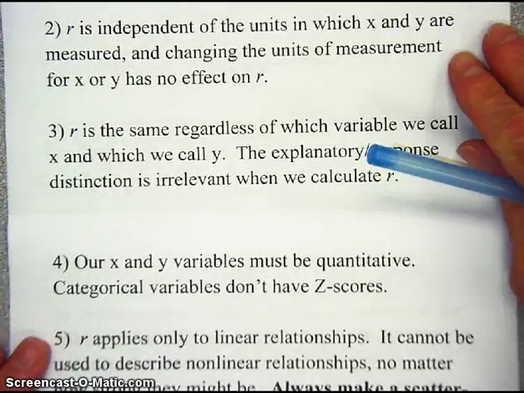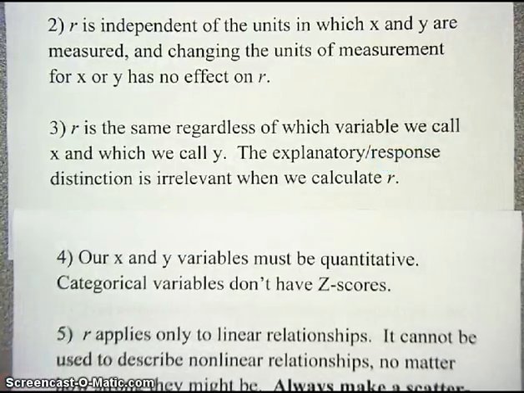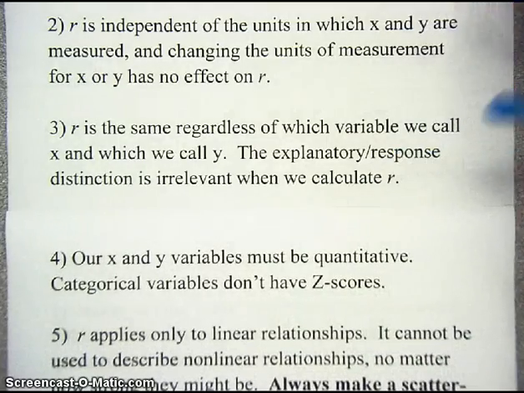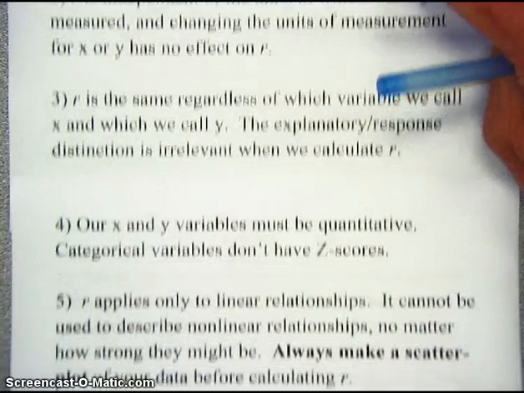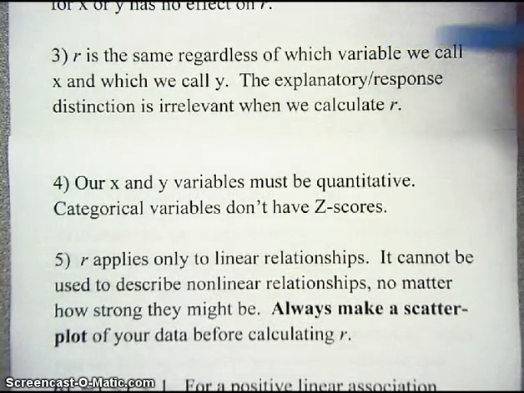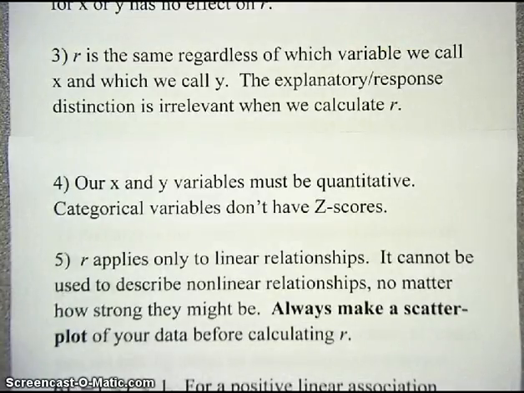Another thing you need to remember about R is that your x and y variables have to be quantitative. You can't calculate a z-score for a categorical variable. There's no such thing. There's no mean. There's no standard deviation. The z-score is just not possible to calculate in that situation. So remember, you cannot calculate a correlation for categorical variables.